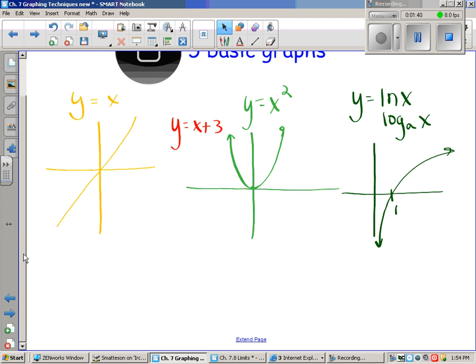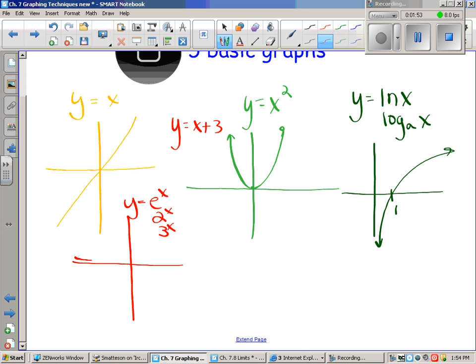Now, if I'm talking about logs, hopefully it makes sense that then I would talk about what's the other basic graph we would need. Exponentials, e to the x, 2 to the x, 3 to the x, any of those exponentials where they start very close to 0, they cross at 1, and then they skyrocket, right? They just climb incredibly fast.